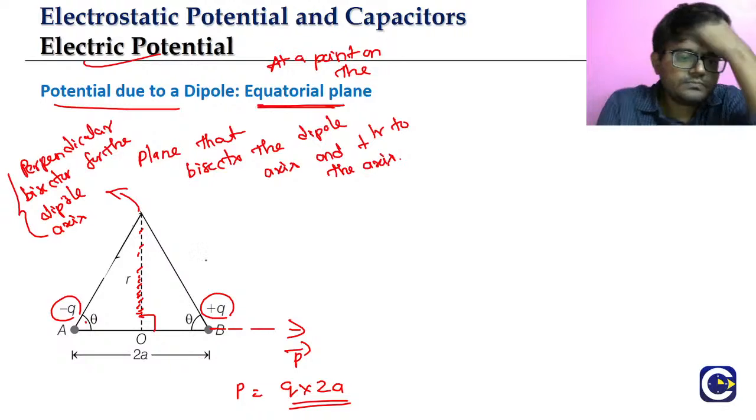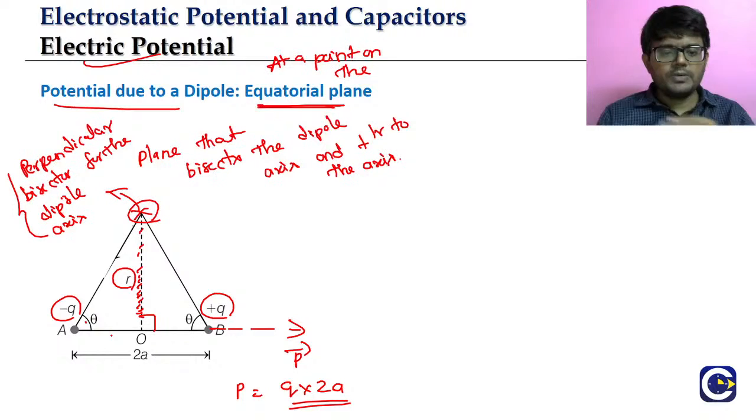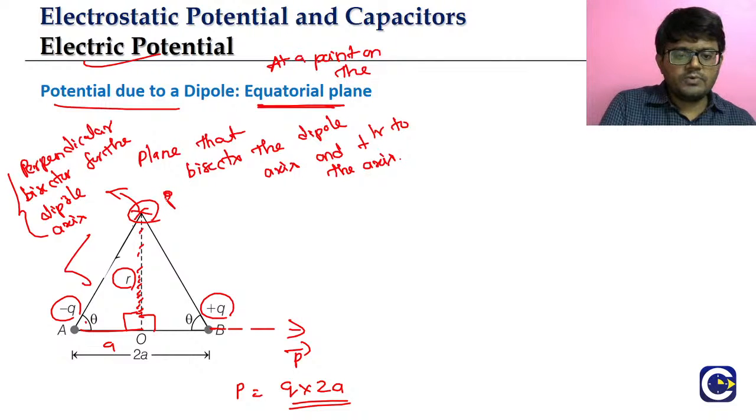So we are marking a point at a distance r. For a dipole, it's a combination of two equal and opposite charges. This is a right angle triangle. There is a point P. What is the distance from the negative charge to that point? Hypotenuse, root of r squared plus a squared. What is the distance of the point from the charge plus q?